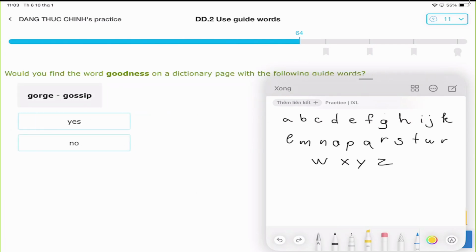Next goes R and S. Okay. R and S. There are only the letters R and S, and now they are saying O, but no, because it's only between R and S. So if we want to find a word between gorge and gossip, the third letter would have to be R or S, but here it is an O, and O stands before them, so no.